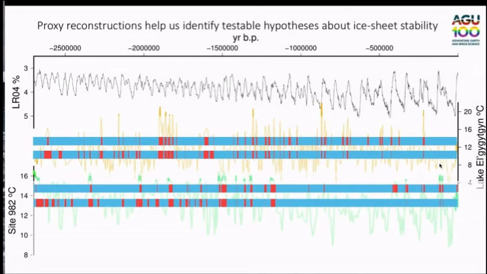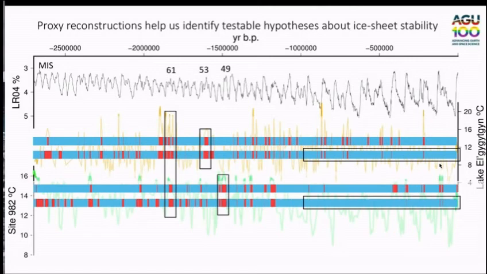And at first glance, you can see that depending on which of these proxy records we use, we get really different answers for how stable the ice sheet has been over the last 3 million years and when it most likely collapsed. There are some similarities between both of these methods, where we see likely ice sheet collapse during marine isotope stage 61, for example, but there are also differences. You can see highlighted in those boxes in isotope stages 53 and 49.